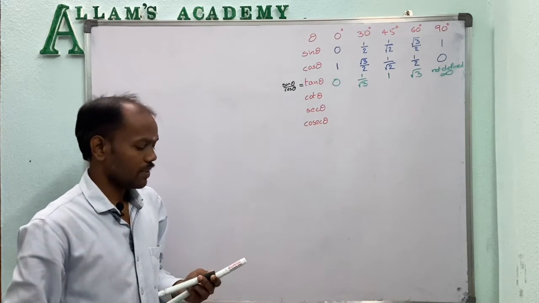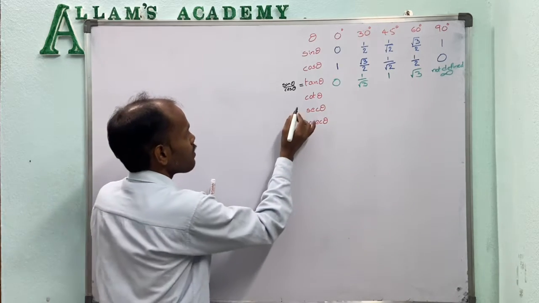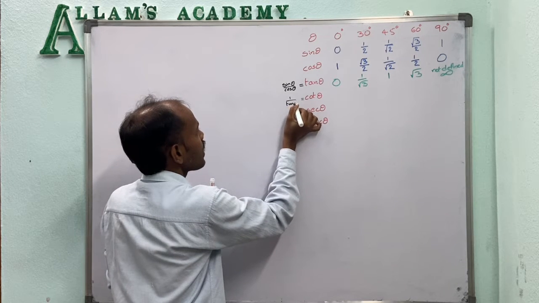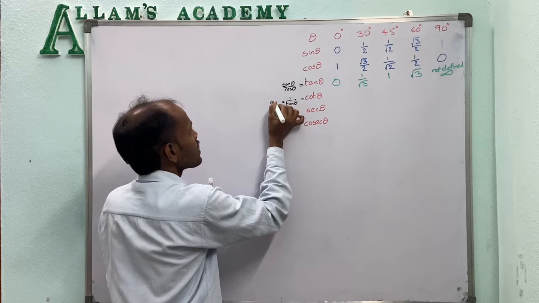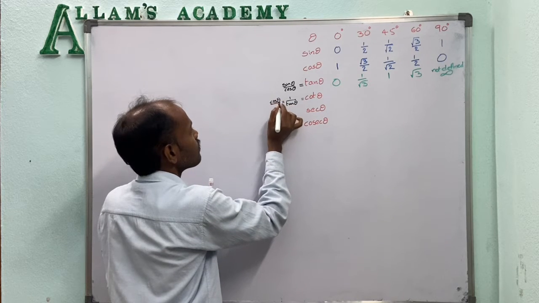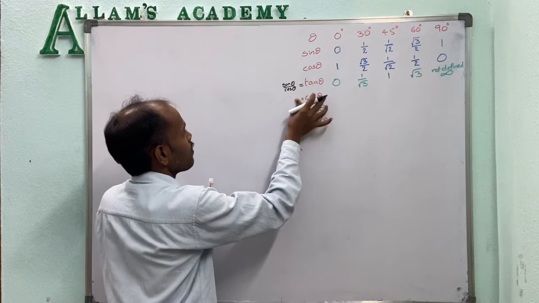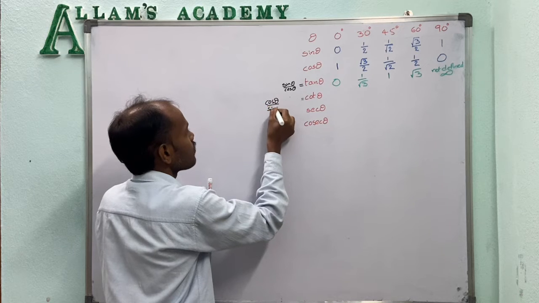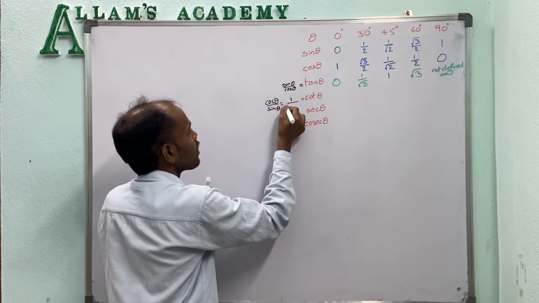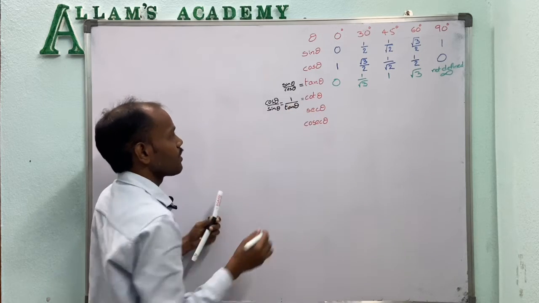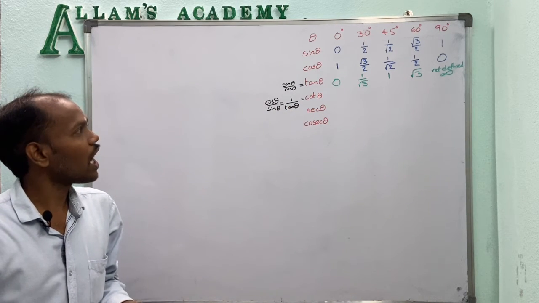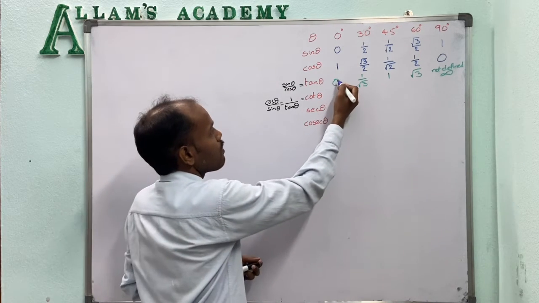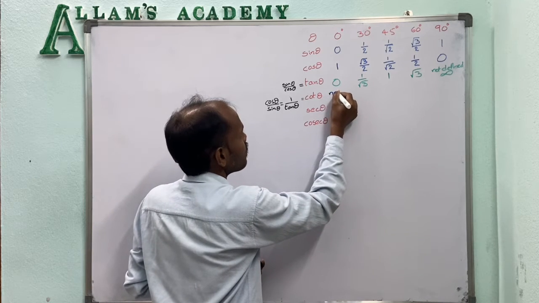Okay. Next, cot theta. Cot theta means it is the inverse ratio of tan theta. Otherwise, cos theta by sin theta also we said. So cos theta by sin theta, 1 by tan theta. Now, inverse ratio of tan theta. So cot 0 is 1 by 0, equal to not defined.